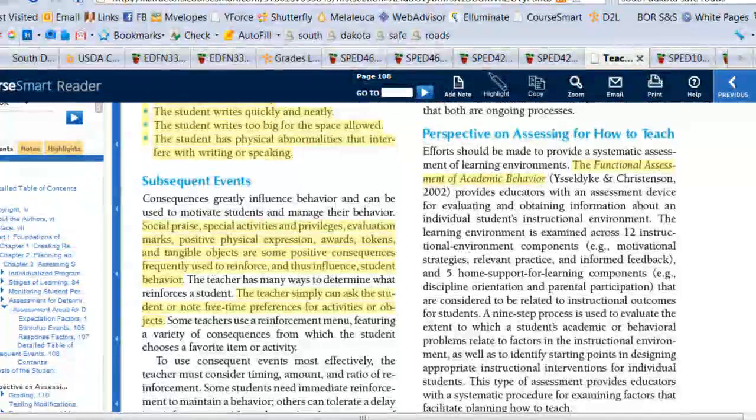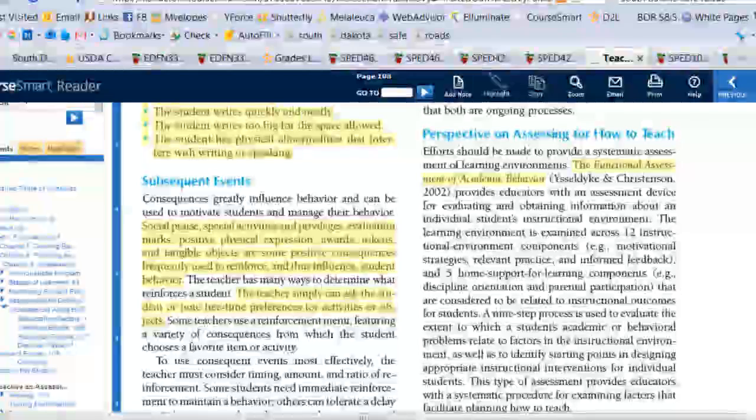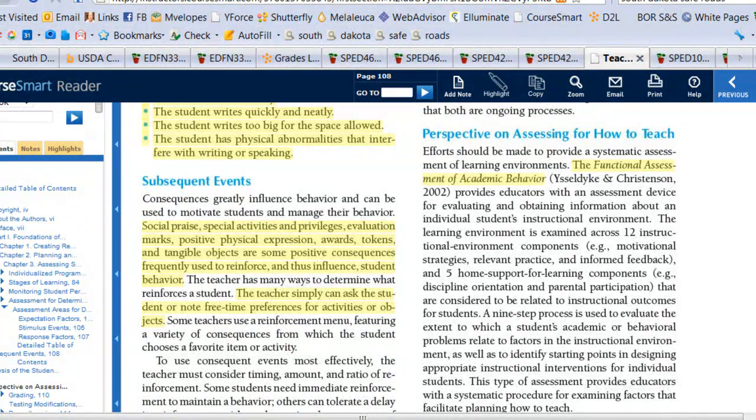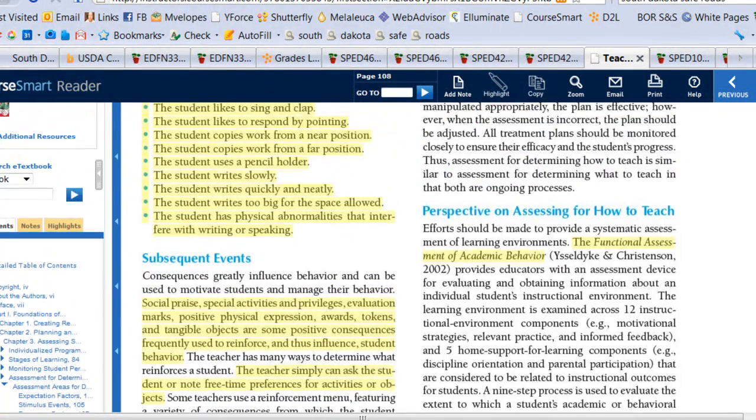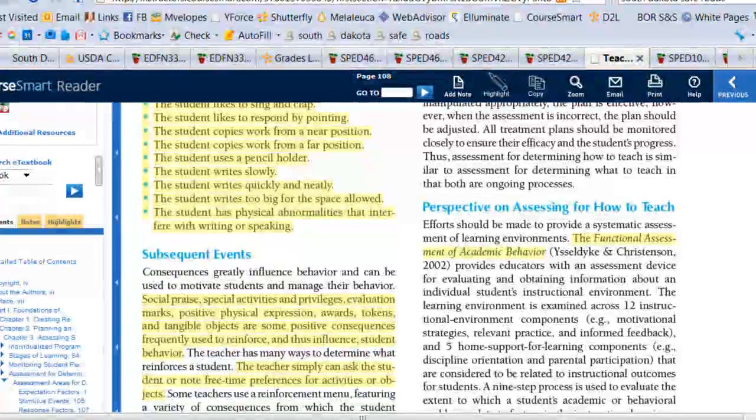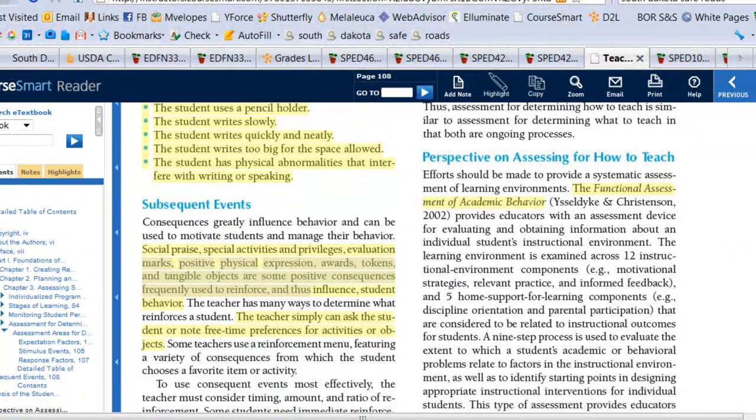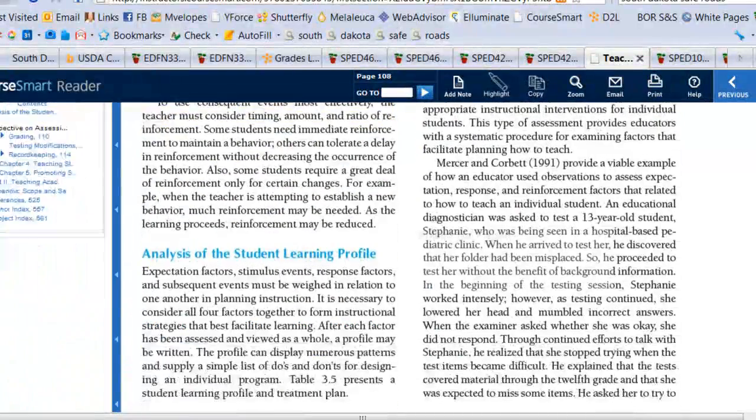And then the subsequent events is what happens afterwards. Social praise, special activities and privileges, evaluation marks, positive physical expressions, awards, tokens, tangible things. All that simply can ask the student or note free time preferences. How do you determine what motivates? That's what this is about. Again, I'd like to give you a bunch of ideas. You look at this here that I have highlighted on page 108. What are some ideas on those subsequent events?